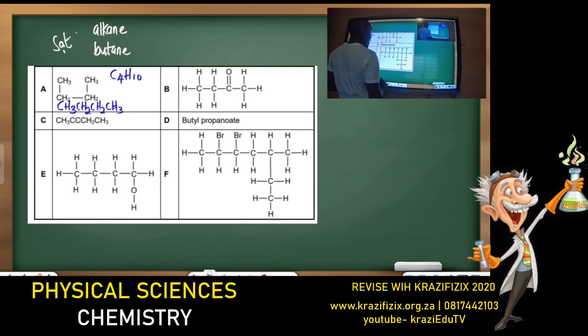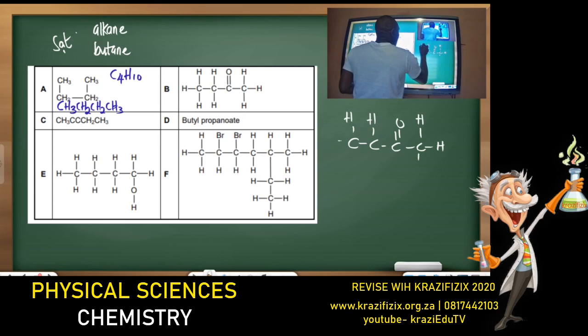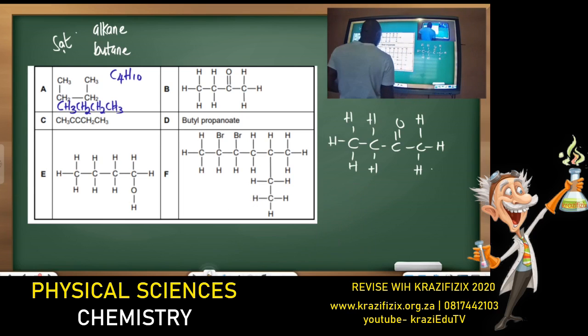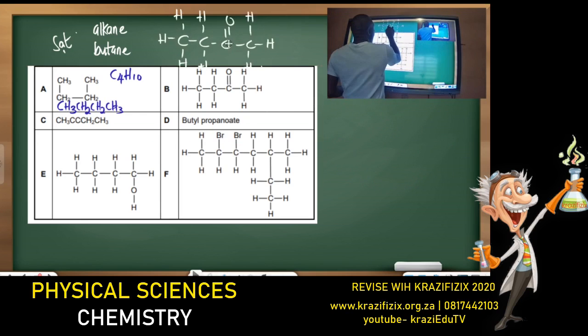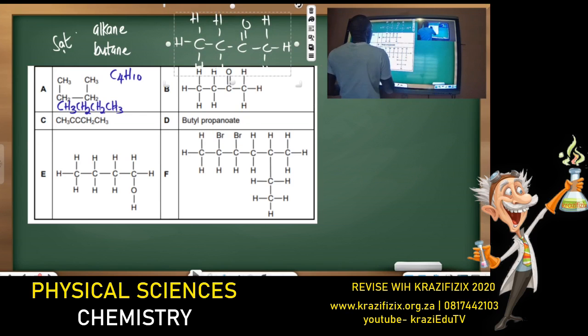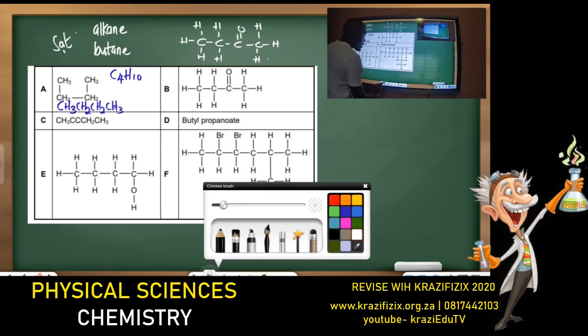If you look at B, let me draw the structure just in case. That's what we have. How many carbon atoms do we have as well? We've got 4. Now the question is, what functional group does this belong to? You have a C bonded with an oxygen there, a double bond.